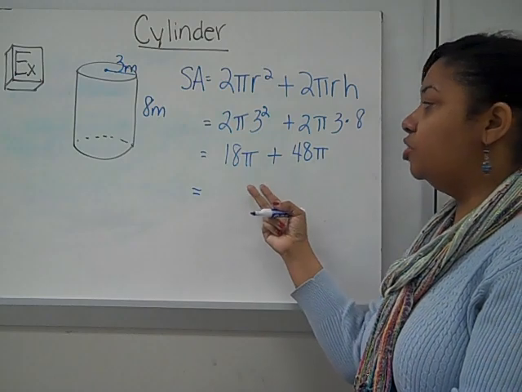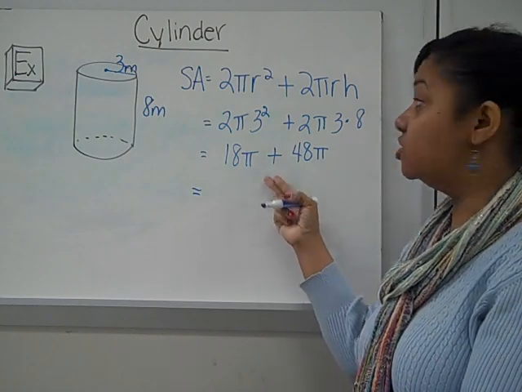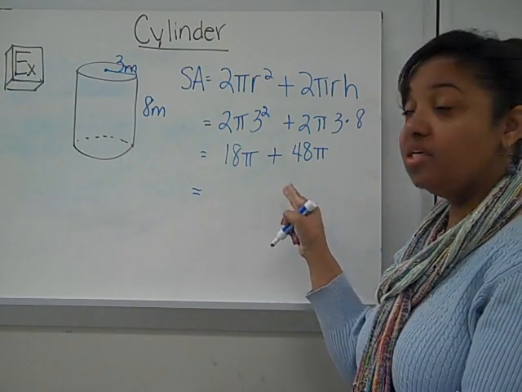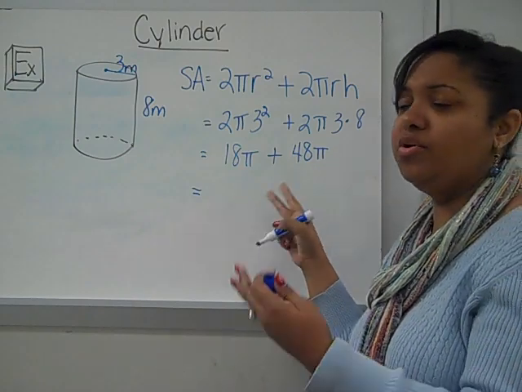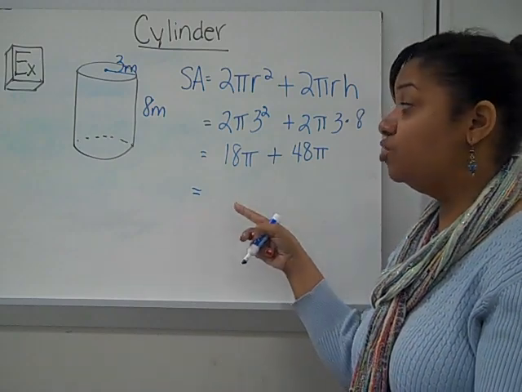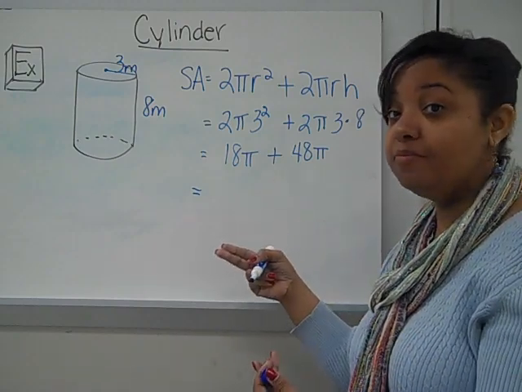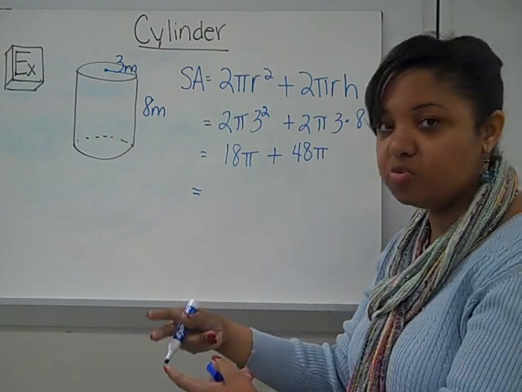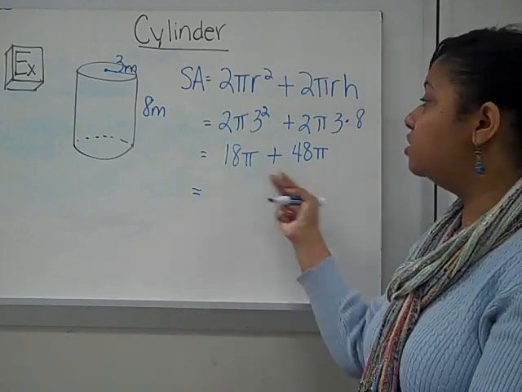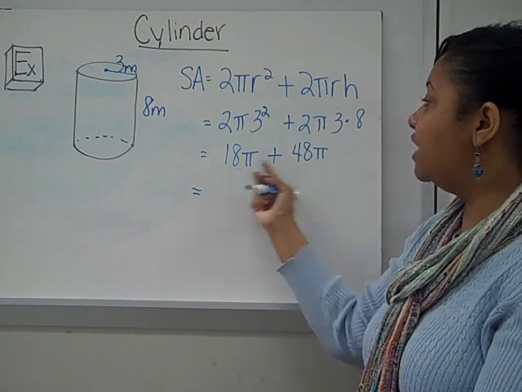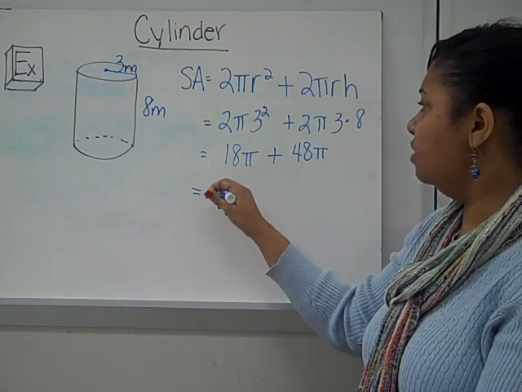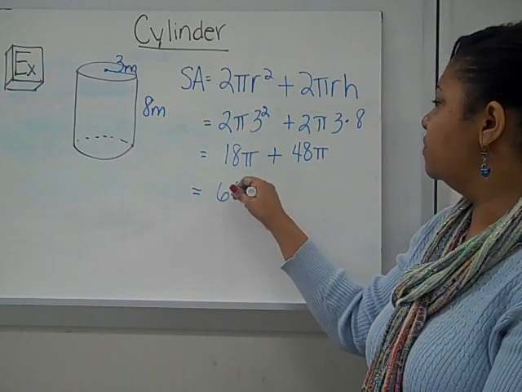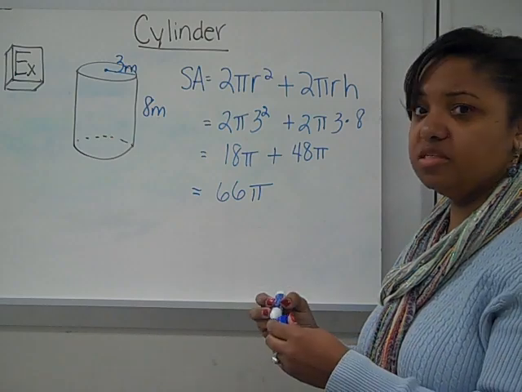Now, at this point, you could really put this in the calculator as is. But sometimes on the EOG, or on any type of test, they may ask you the answer in terms of pi. And so I always want you to get down to the pi answer and then multiply times 3.14. But until then, let's go ahead, 18 plus 48, and that would be 66, I believe. All right, and that's 66 pi.